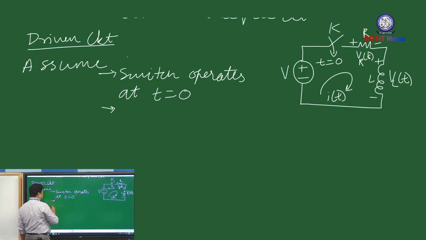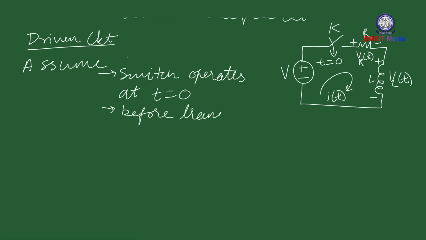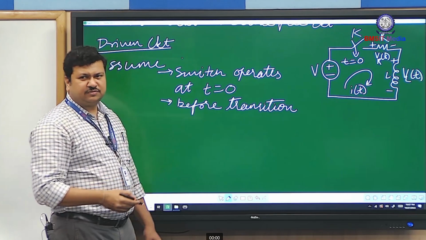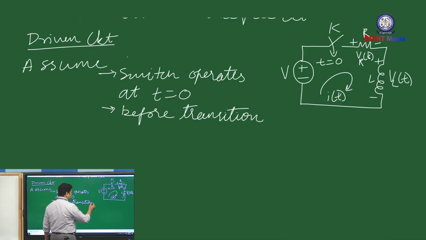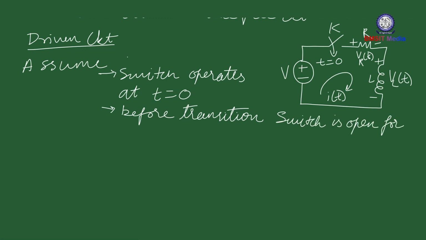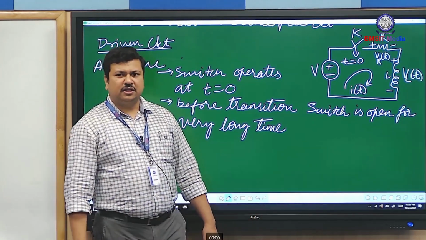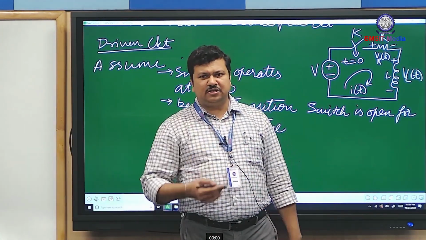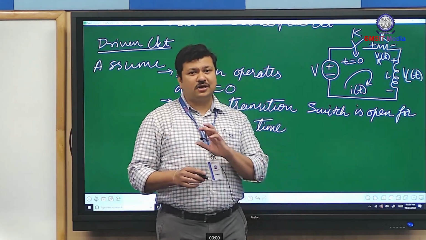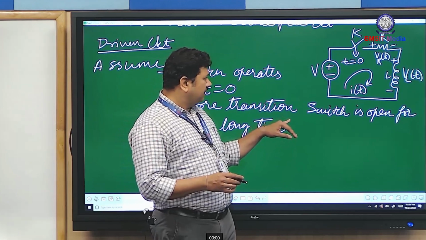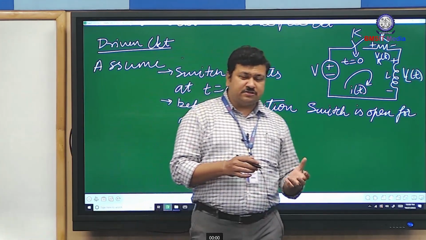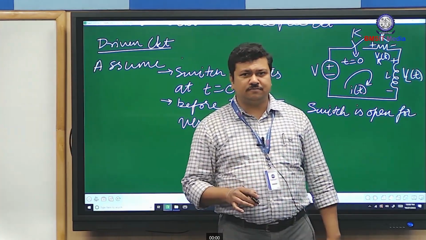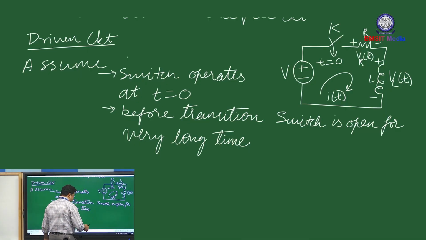Second assumption is, before a transition, in the sense before the switch is operated, the switch is open for a very long time. The second assumption will give us the clarity that if there were any transients that happened earlier, when previously the switch was operated, those transients have already died out, have decayed, so that there is no more effect of previous transitions retained in the circuit. So with this assumption I start my analysis.